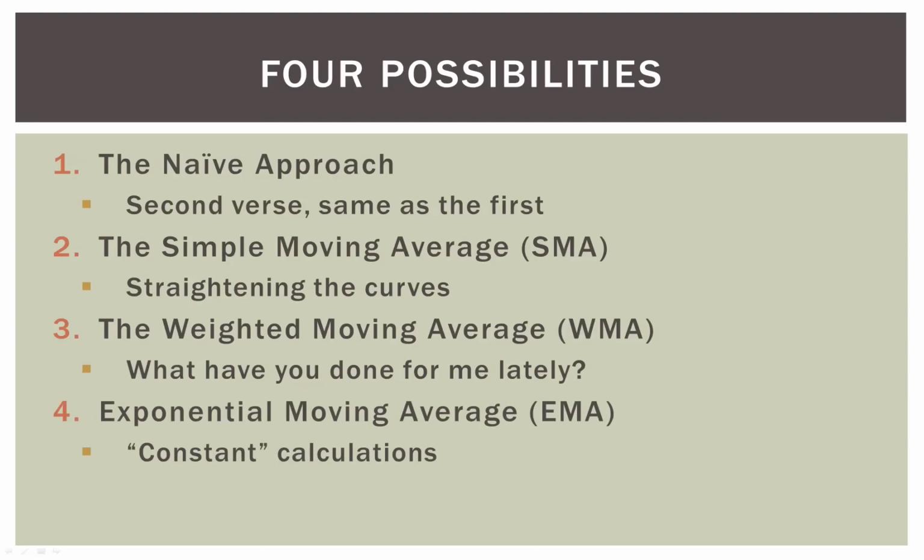And then we have the exponential moving average, which, using the smoothing constant, just by changing one number in the formula, we can emphasize games that are more recent, or we can spread the emphasis out over further games into the past.